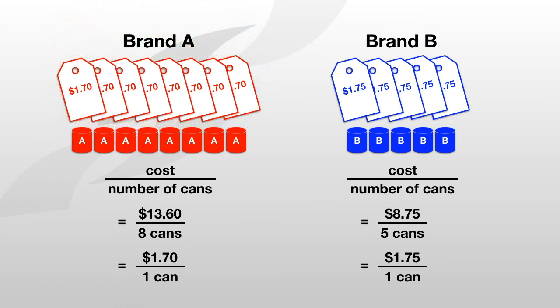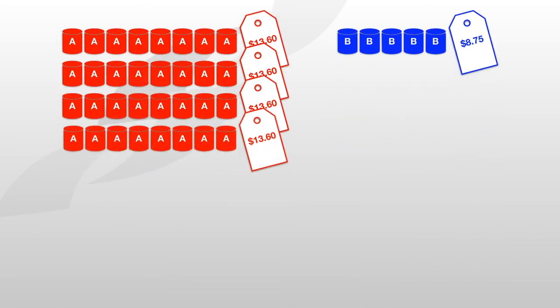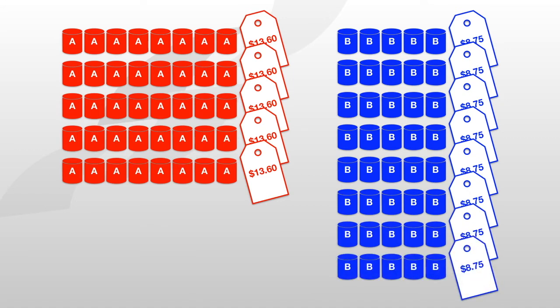This strategy makes comparing brands easier because 2 terms are the same, 1. This is called a unit price. But we don't have to make the number of cans 1 to make comparing brands easier. What matters is that the number of cans for each brand is the same. Here, that's 40 because 40 is a multiple of both 8 and 5.